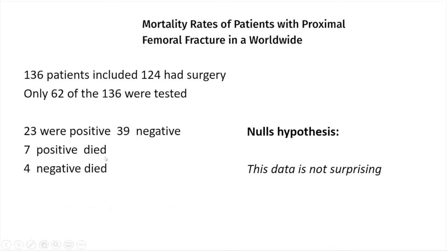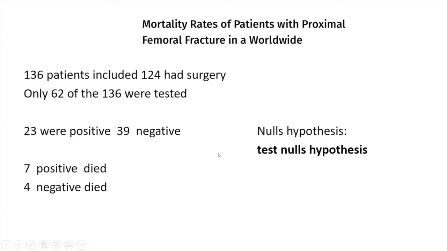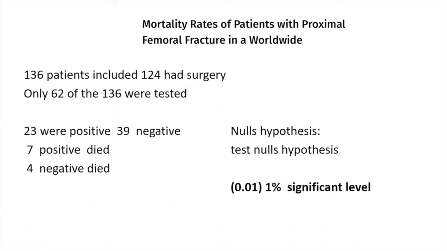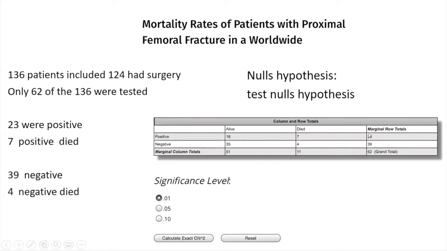Then we go ahead and test our null hypothesis. We use a 1% significance level, 0.01, not 5%, not 10%. We're going to use a 1% significance level in this model to test this hypothesis. So what do we have? We have 23 positive patients: 7 who died, 16 alive. We have 39 negative patients, 4 who died, and 35 alive. And we're using the test at 1%, 0.01.